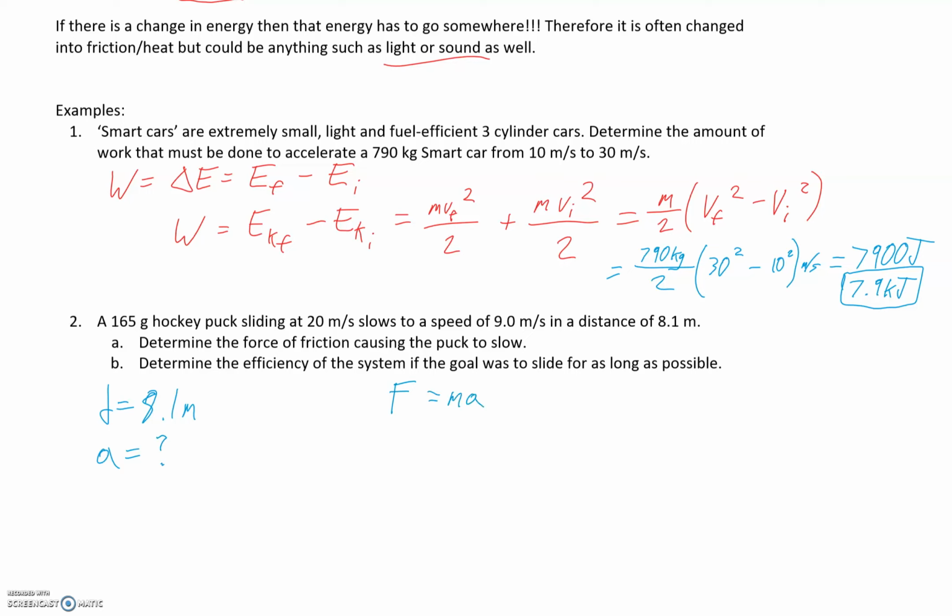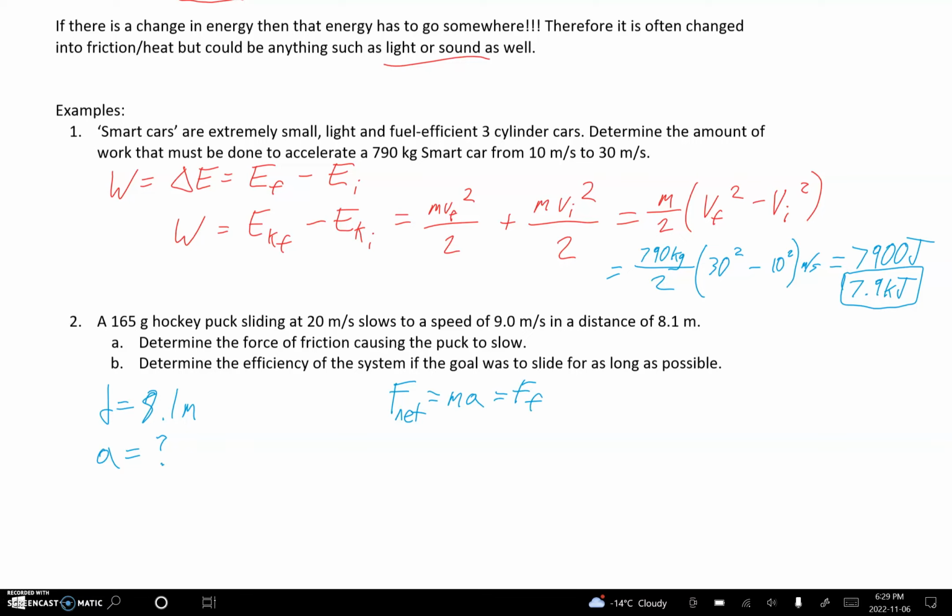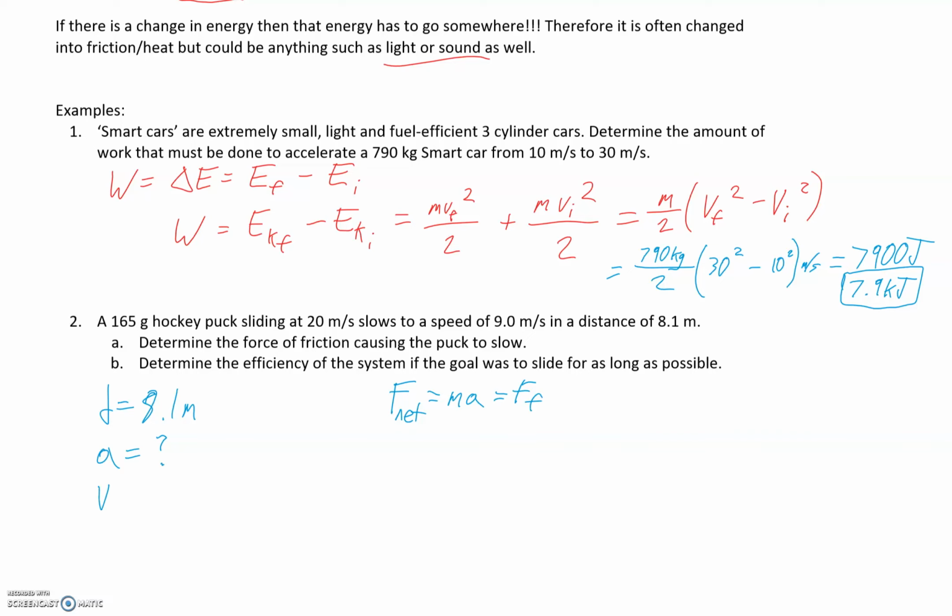If there's no other forces acting on it, then F net equals ma, and ma equals the only force acting on it, which is Ff. So if it goes that distance and Vi is 20, Vf is 9, we can actually solve for acceleration here. So it's Vf squared equals Vi squared plus 2AD.